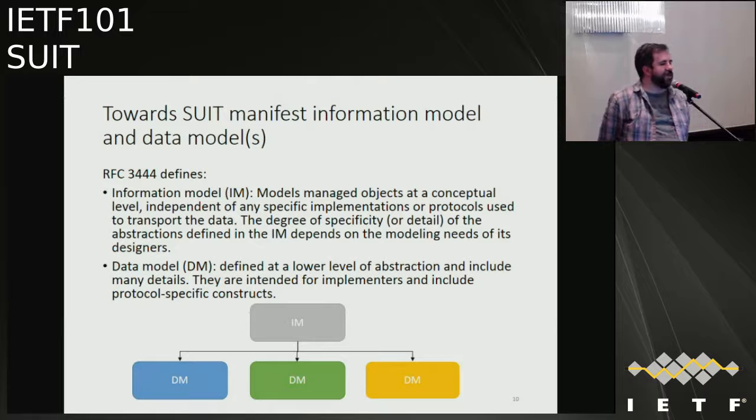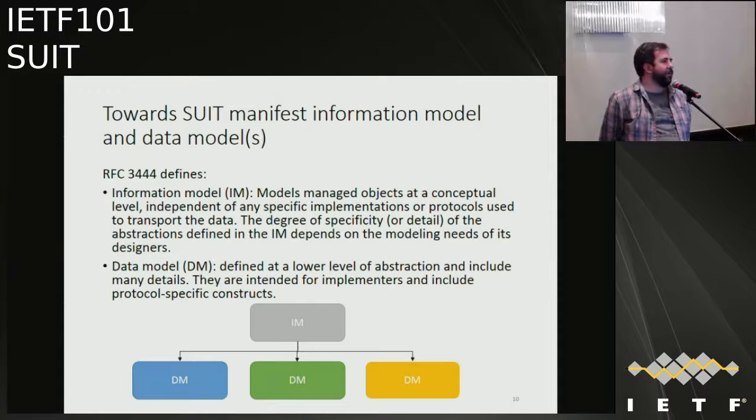So the relevant RFC in this case is RFC 3444, which discusses these two concepts. And that RFC defines an information model as a model of managed objects at a conceptual level, independent of any specific implementations or protocols used to transport the data. So really at this level, the degree of specificity for an information model is at an abstract level. Things that an information model should be defining are the basic data elements that we're talking about, whether they're required or not, what the cardinality of those data elements should be.